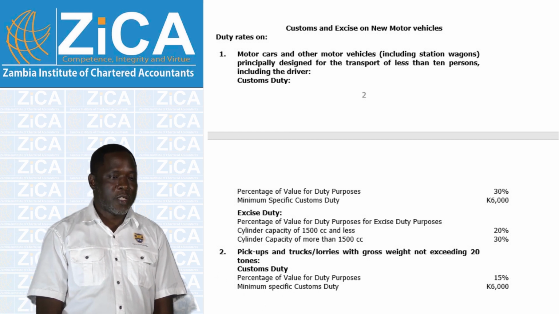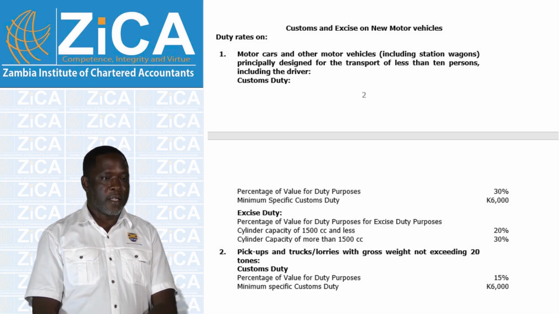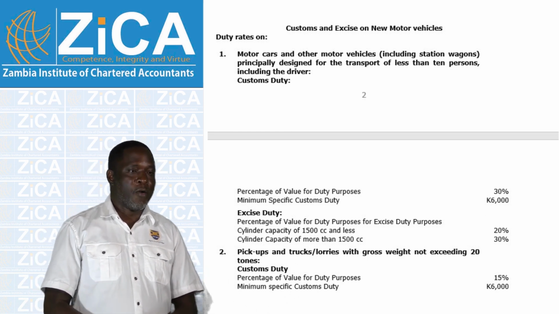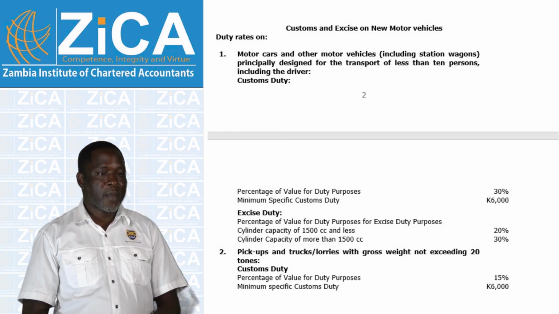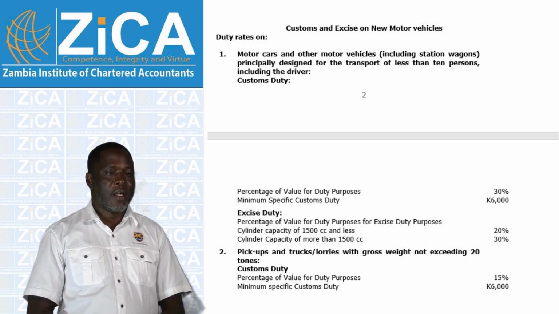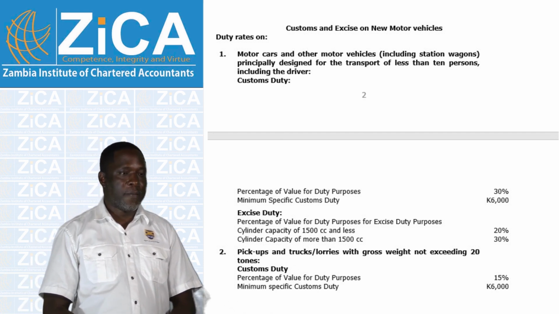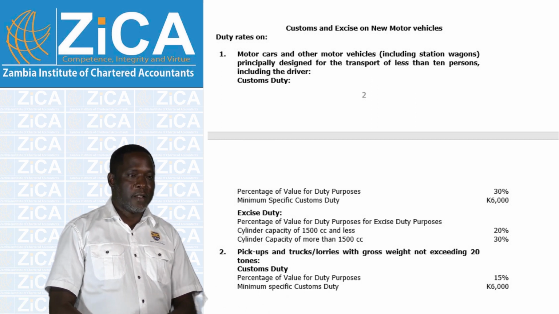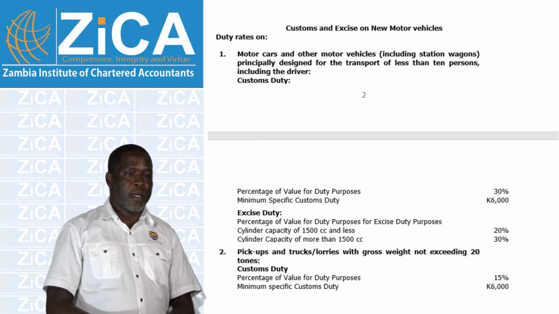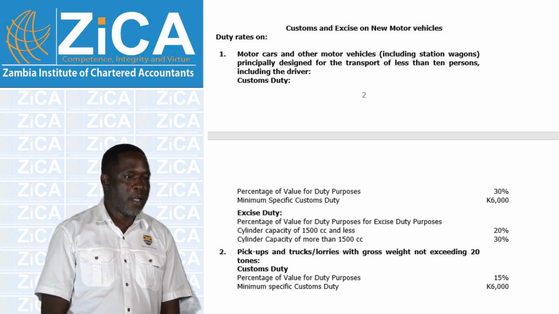Once we assess the customs duty at 30%, we then assess the excise duty. The excise duty on this type of vehicles depends on the cylinder capacity of the vehicle. So if the cylinder capacity of the vehicle is 1,500 cc and less, we use 20%. Then if the cylinder capacity is more than 1,500 cc, we use 30%. So in the case of the Toyota Camry car, we will demonstrate now practically how we will charge both the customs duty and the excise duty. So let us illustrate in our solution how that is done.